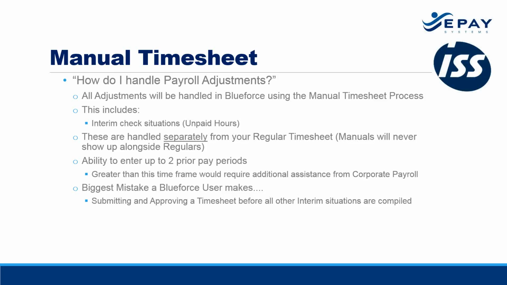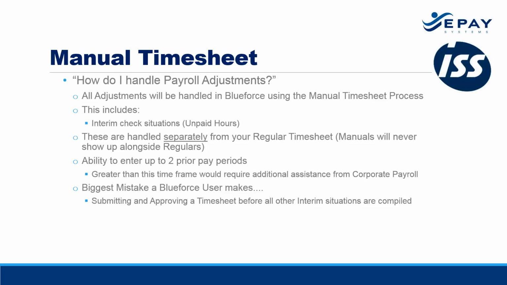And once again, like I said, they're handled separately from your regular timesheets. Manuals will never show up alongside the regular timesheets. The view that I've been showing you today is your regular timesheet view. There is a separate link to access the manual timesheets, and I'll share that with you momentarily. But everyone on this phone call has the ability to go back up to 2 prior pay periods to enter missed pay into your manual timesheet. If it's greater than that period, then you might have to intervene with our corporate payroll group to get some assistance on getting that payment back to the employee.